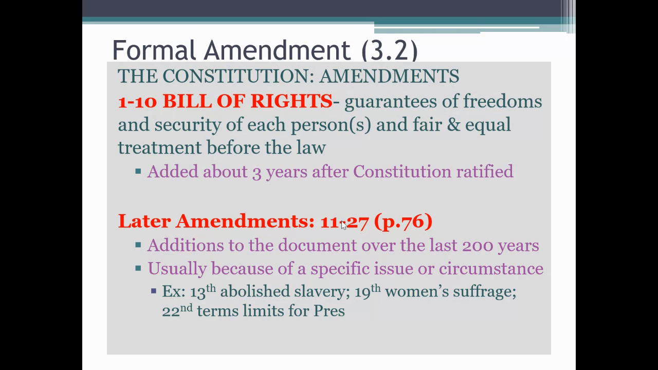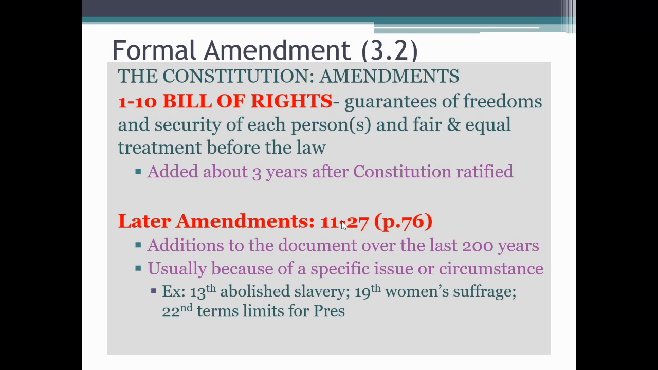Later amendments. So basically in your book on page 76, there are all of the amendments that are listed, many of which you guys already know because you learn a lot of them throughout history classes. Maybe you're sitting there thinking, well, I don't remember any of those, but you probably do. So again, we haven't had that many amendments when you really think about how long our country has existed, and we only have 27. And the first 10 were done 3 years after the Constitution was ratified. So it's usually a pretty important issue.